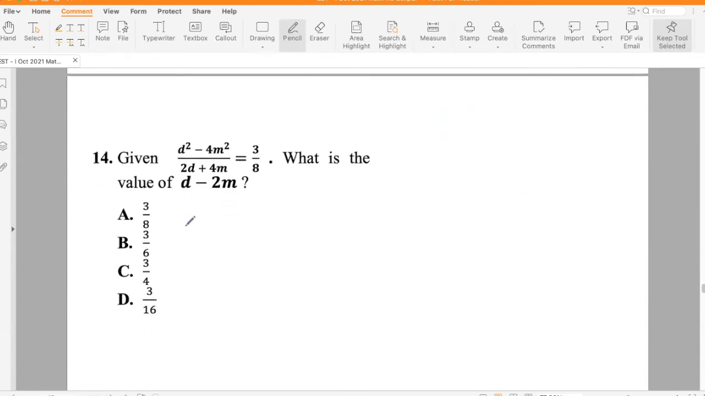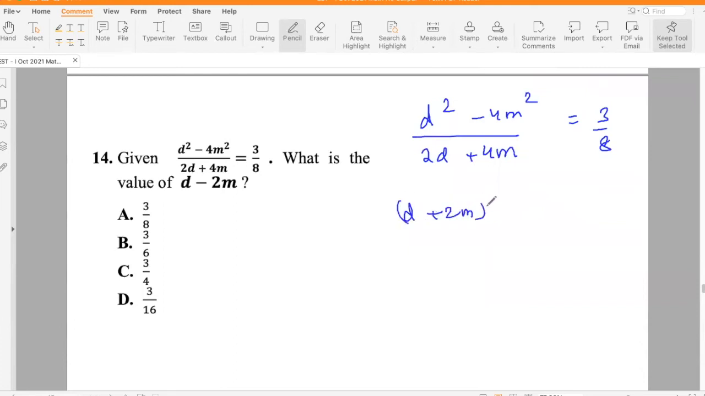Given (d² − 4m²)/(2d + 4m) = 3/8, what is the value of d − 2m? So (d² − 4m²)/(2d + 4m) is 3/8. Now this is of the form a² − b², so I can write it as (a + b)(a − b). So (d + 2m)(d − 2m).